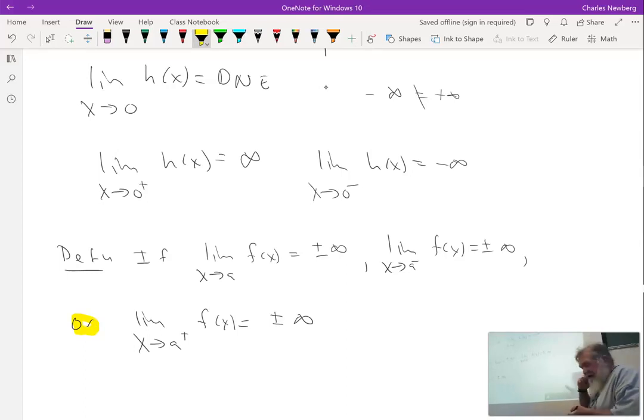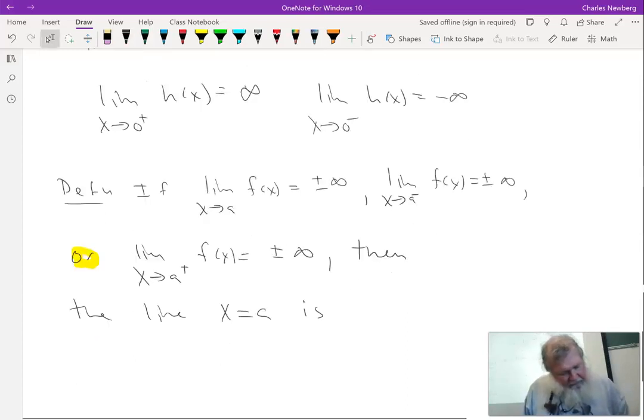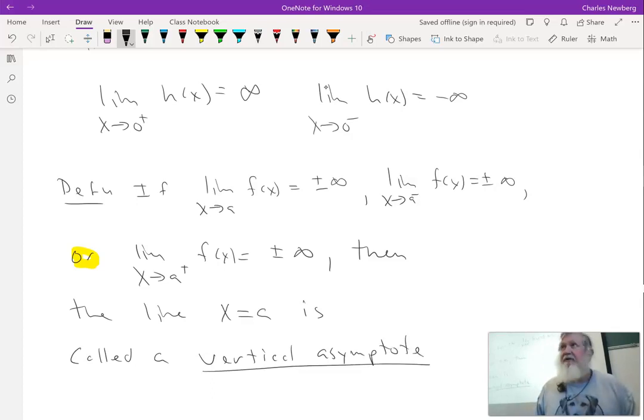then the line x equals a is called a vertical asymptote, which we often abbreviate VA.